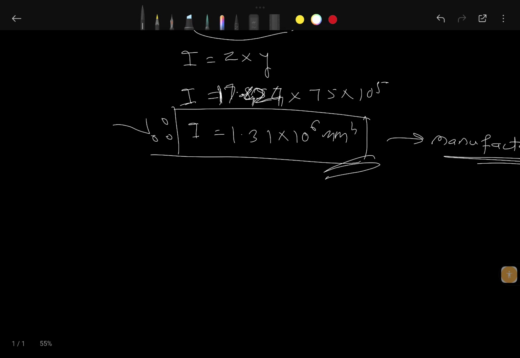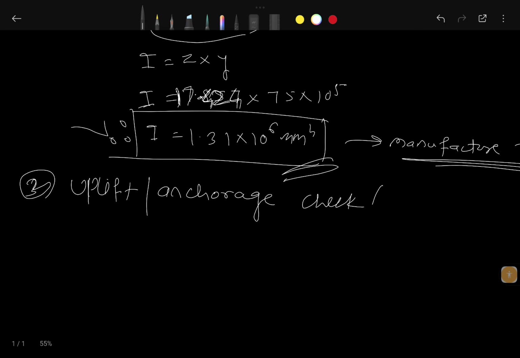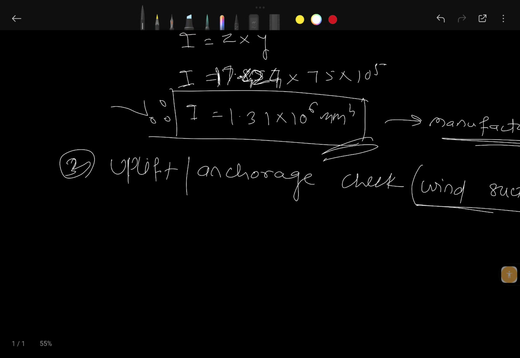Now go to the second point. Here we check with respect to strength, bending. Now check with respect to uplift or anchorage check, wind suction. So here, the first point, for the uplift critical case use the combination IS 800, IS 875: 0.9 dead load plus or minus 1.5 wind load.